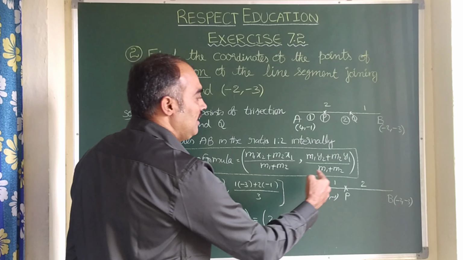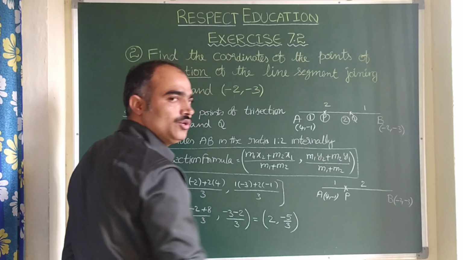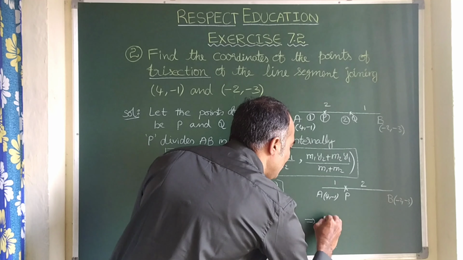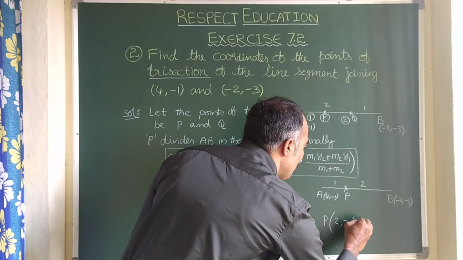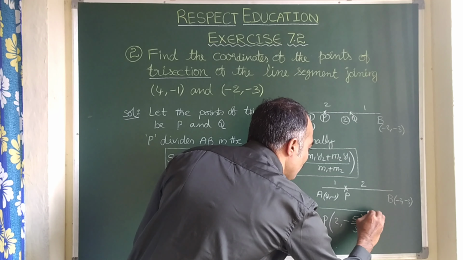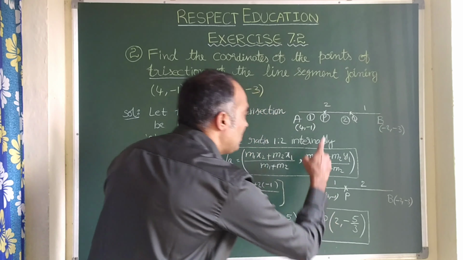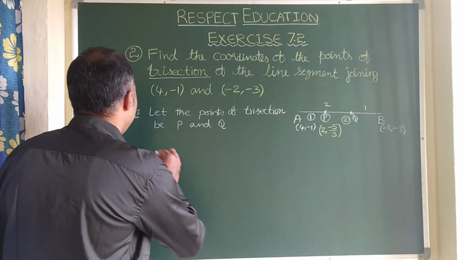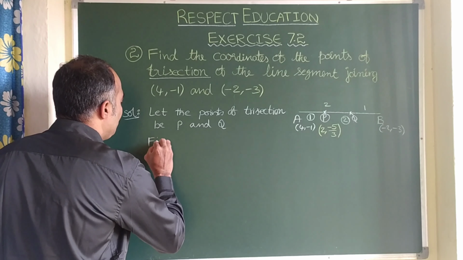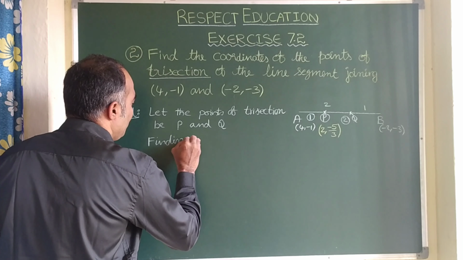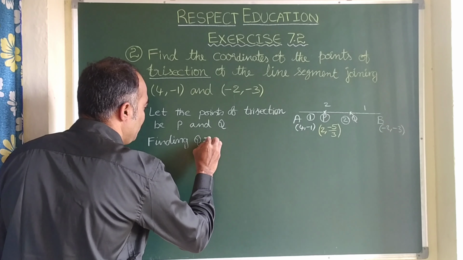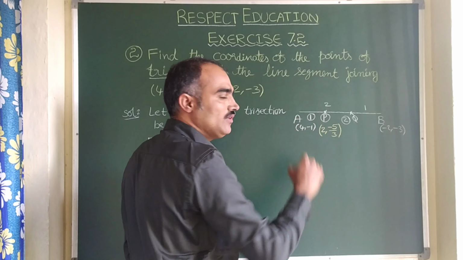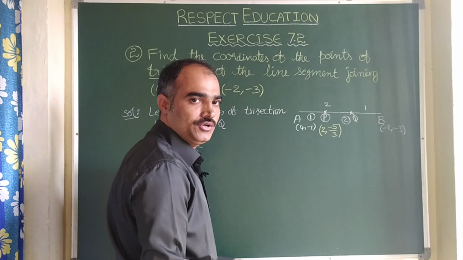Right? Now let us find the coordinates of Q also. So let us conclude here: we got the first point P as (2, -5/3). One point we got, and we are going to find the value of Q also. Now, finding coordinates of Q. Earlier we found P as (2, -5/3). Now we are going to find Q.